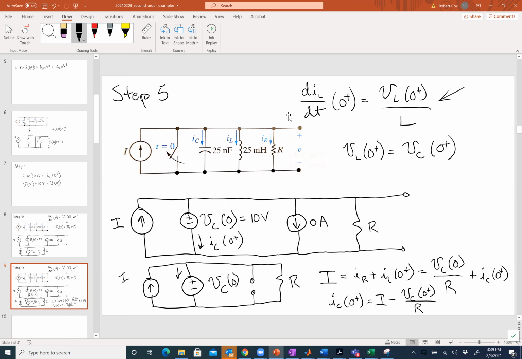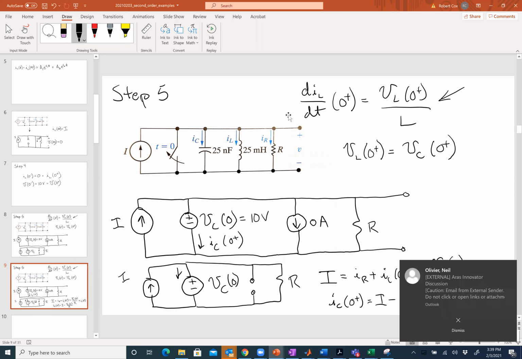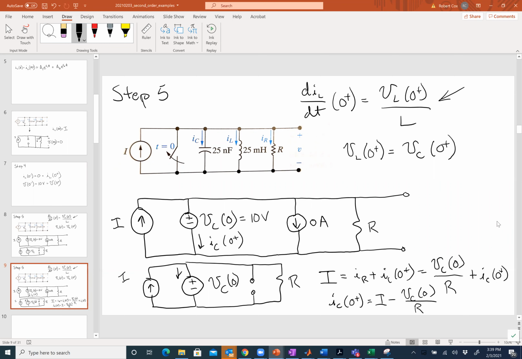And I'm saying 0 plus, 0 minus. I mean, VC of 0, VC of 0 minus, VC of 0 plus are all the same. All right, questions about that?